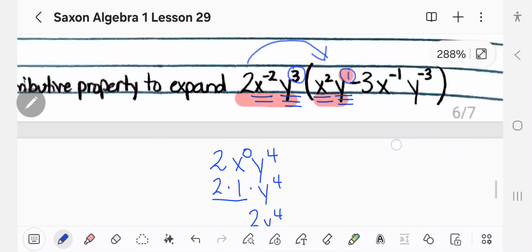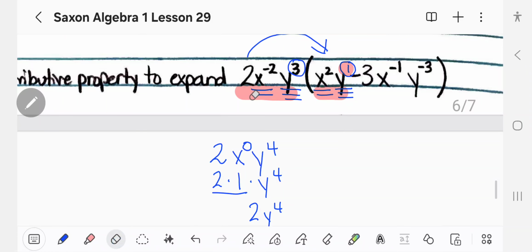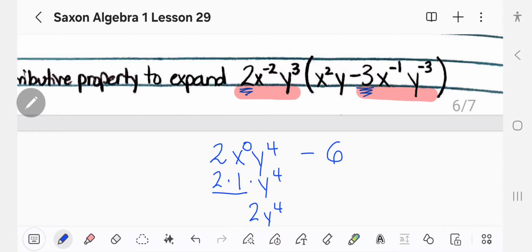So now what we're going to do is we're going to go back. I'm going to erase my markings here. And we're going to do this factor times this term. Okay, so we're going to have this 2 times this negative 3. So that's going to be a minus 6, or a plus a negative 6. Here I've got an x to the negative 2 and an x to the negative 1. That's going to be x to the negative 3.